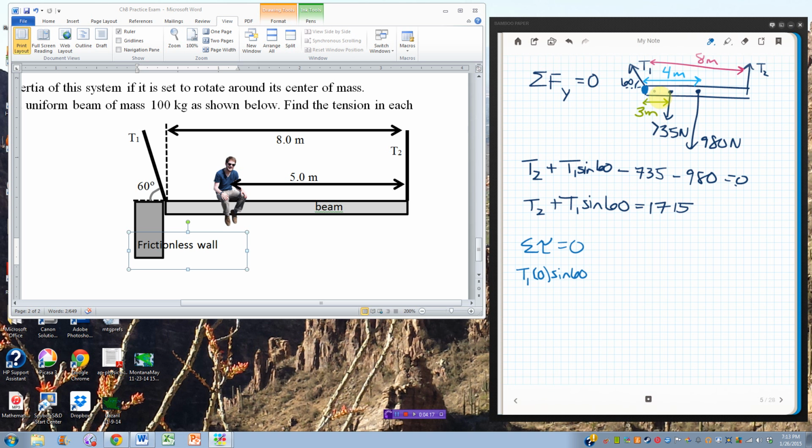Okay. Now I'm just going to work my way across the beam. So I've got a force of 735 that on its own would make this thing swing clockwise. That's negative. So minus the force times its distance from the pivot, 3 meters, and it makes an angle of 90 degrees, so sine of 90 is 1. I'm going to leave that off. This one also would cause a negative torque, so its force times its distance from the pivot. Okay, T2 would make this thing swing counterclockwise, which is positive, so plus its force times its distance from the pivot. Again, right angle, so I don't have to worry about that. That should equal 0.